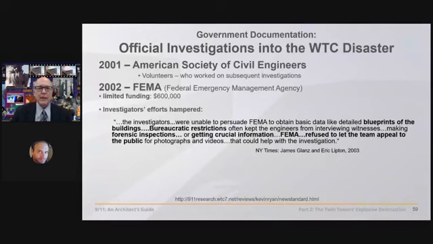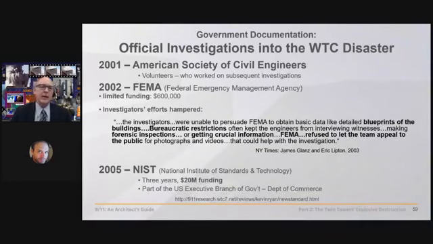So their effort was taken over. In 2002 they produced their report, basically claiming that the building had fallen in a kind of pancake collapse, which NIST reversed. We'll talk about that. In 2005, the NIST report came out.